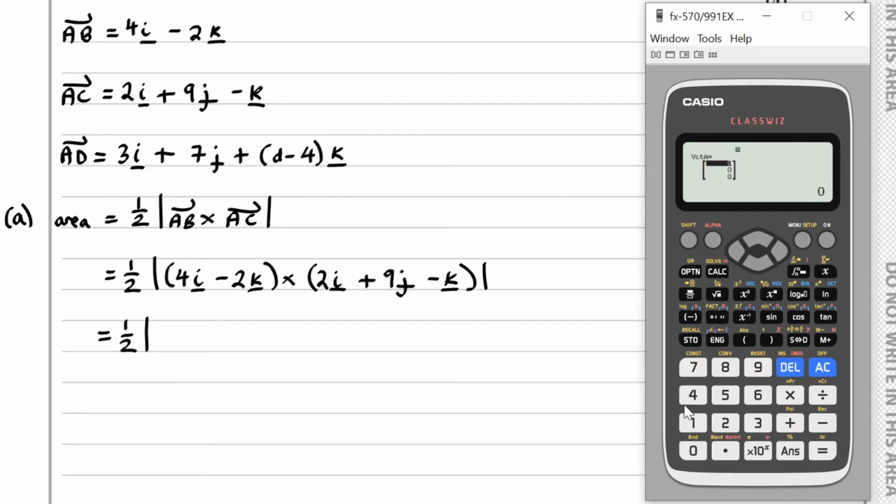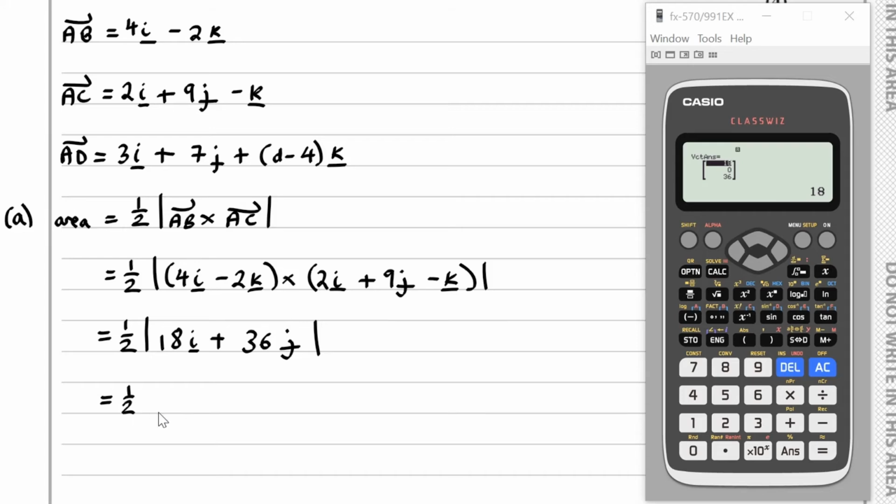So we have 4, 0, minus 2 for vector A. Vector B we'll define to be 2i plus 9j minus k. And if we multiply those together, so we have vector A times vector B, it turns out we get 18i plus 36j.